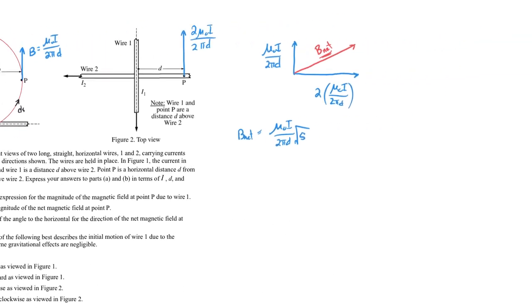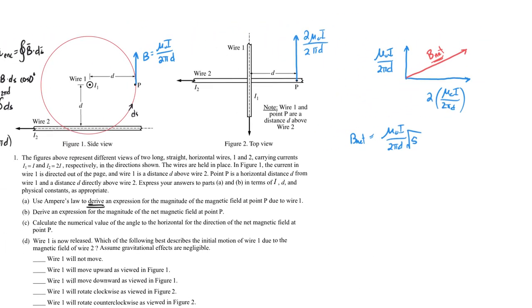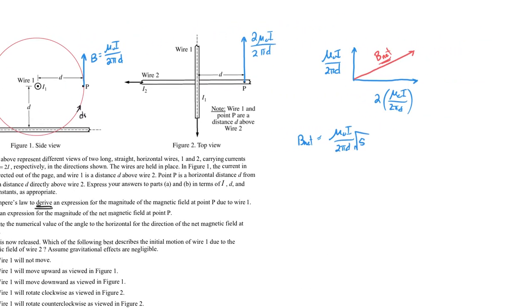So, angle to the horizontal. I think that's this angle. So I'm just going to use tangent. So tan theta equals a half. So what is that, 33 degrees or something? I don't know exactly. Can somebody tell me? Yeah. What was that? 26. Okay.